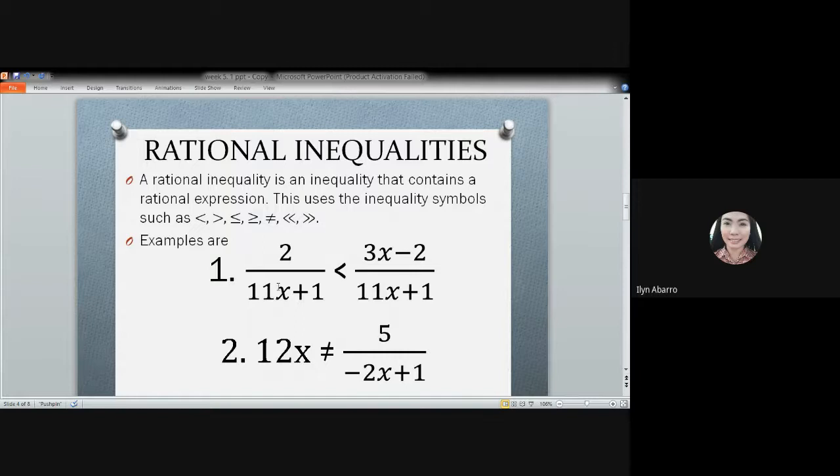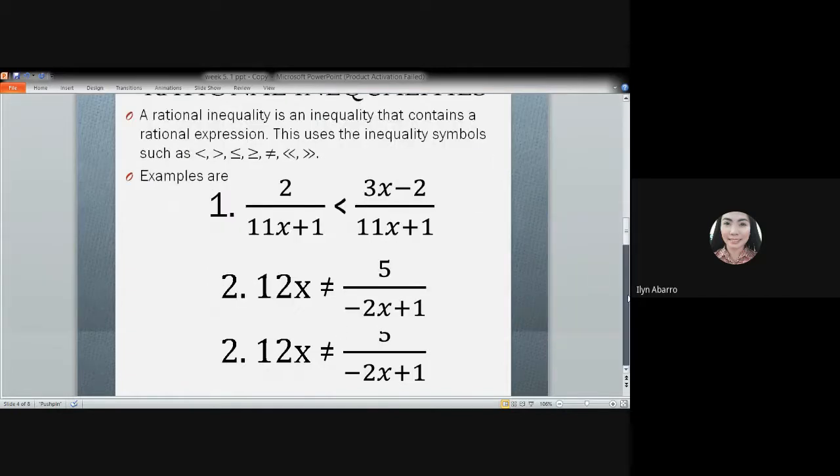This is an inequality because we use the symbol less than here. The only difference from an equation is that an equation uses the equal sign, wherein an inequality uses inequality symbols. And then the rest of the condition is the same. Okay? So this is the inequality of the rational expression. Okay, number 2, 12x is not equal to 5 over negative 2x plus 1. So it used the not equal inequality symbol. Okay, so those are the rational inequalities.